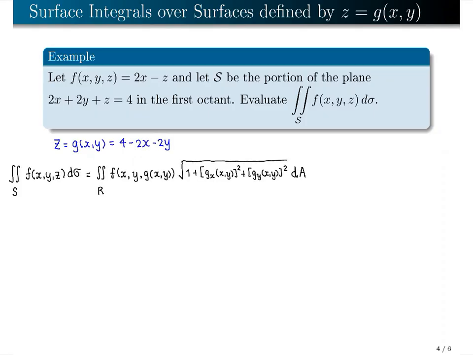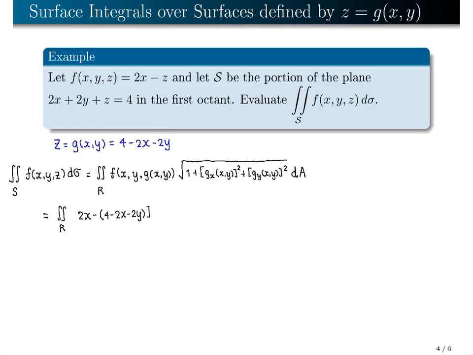From the previous remark, we are able to write this surface integral as a double integral. We have the double integral over the region R of, here, to obtain f of x, y, g of x, y, we replace z in f of x, y, z by g of x, y. Thus, we get 2x minus z, which is now 4 minus 2x minus 2y.